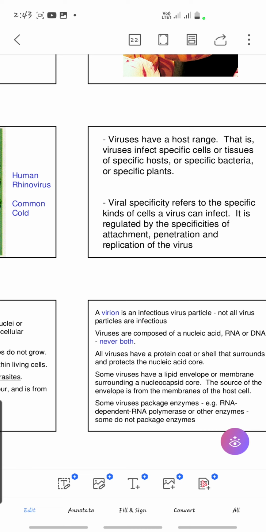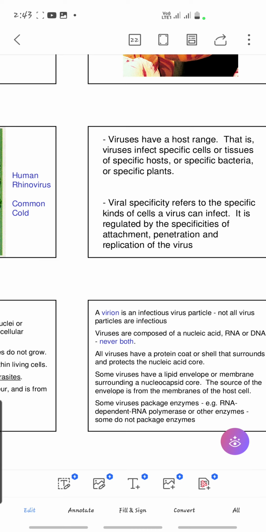Not all viruses are infectious, okay? Or not all virus particles are infectious, okay? But if we literally define infectious virus particles, that is called a virion, okay?